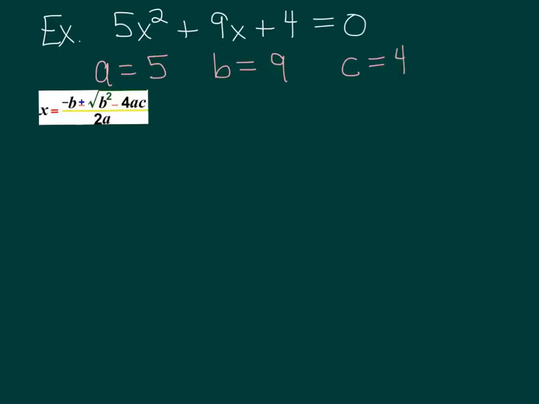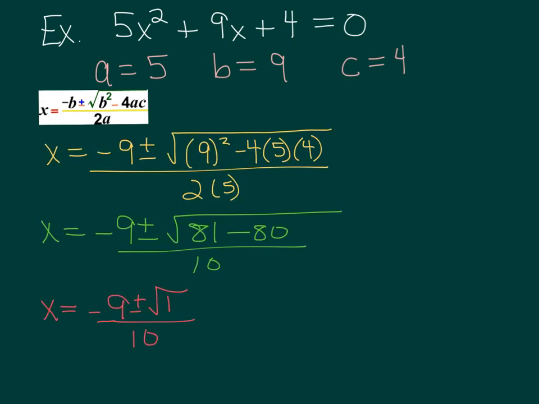Okay, so our next problem, I already labeled my a, b, and c, but it's 5x squared plus 9x plus 4. So my a is 5, my b is 9, my c is 4, and there's my quadratic formula. So now I'm going to plug things in. Okay, so I cruised through. I plugged the values into their proper places in the quadratic formula. Then I went ahead and simplified.